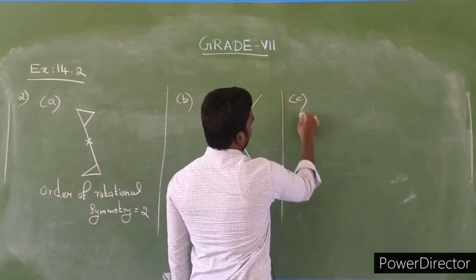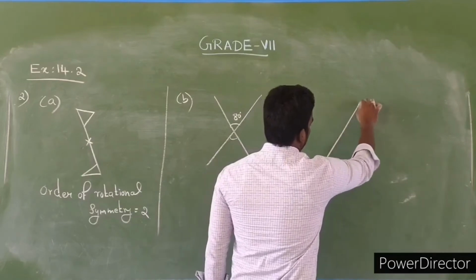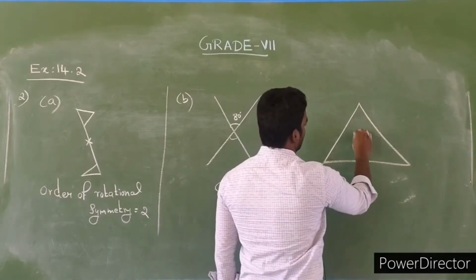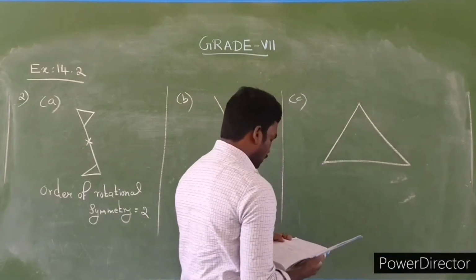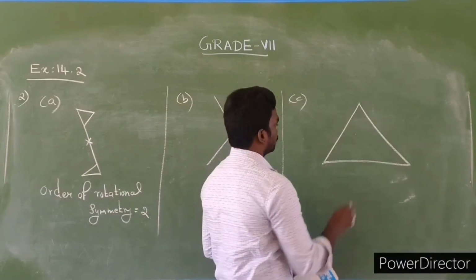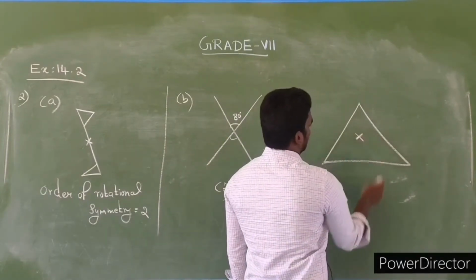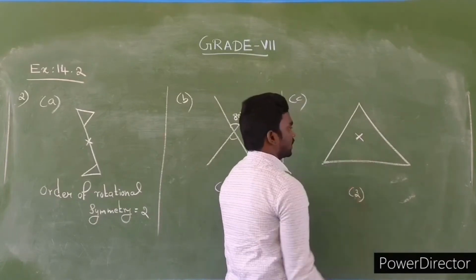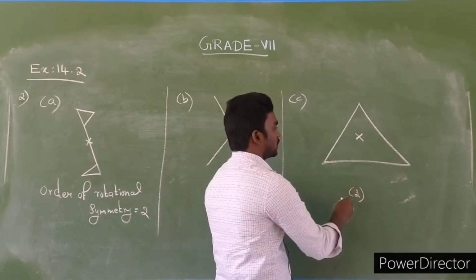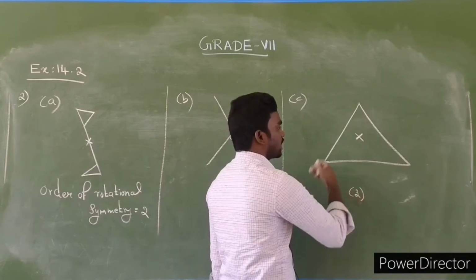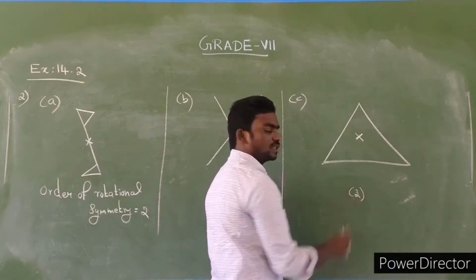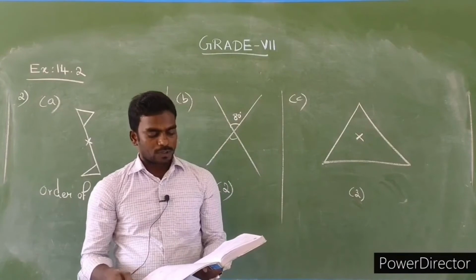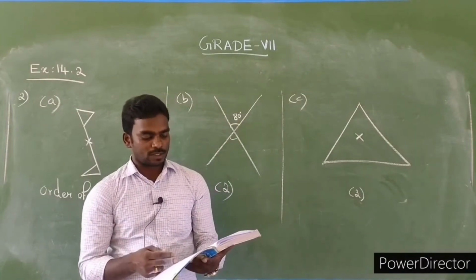So next, C question. This diagram is given. What is the order of rotation for this diagram? We know this is an equilateral triangle, and the order of rotational symmetry is 3, because if you rotate 360 degrees in a complete revolution, it becomes the same position 3 times. So the order of rotation is 3. Next, the remaining questions in this pattern are homework sums.